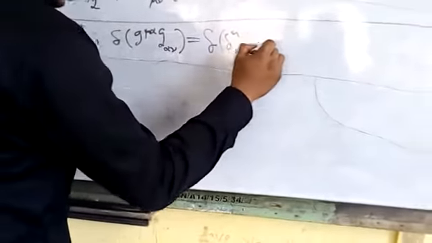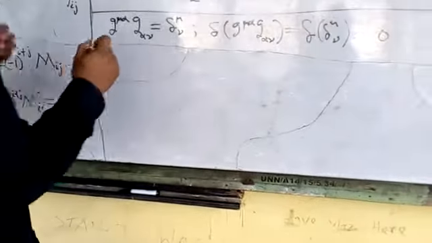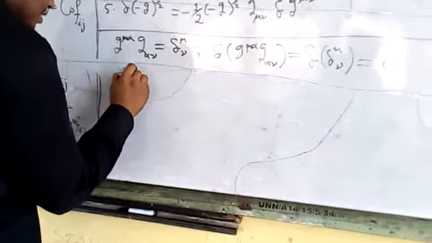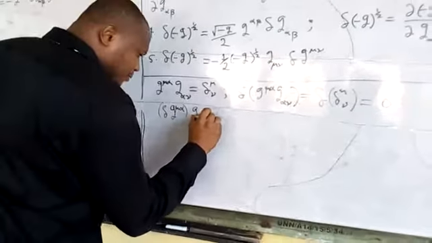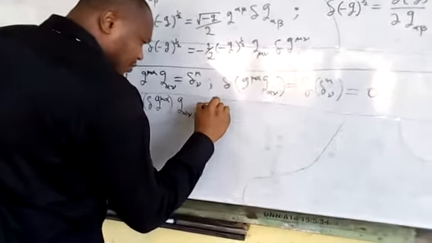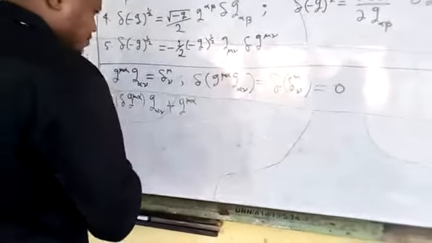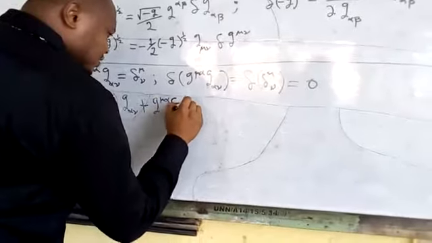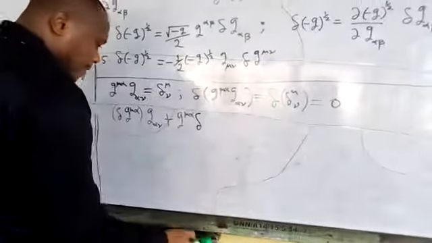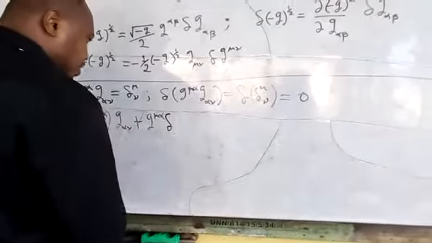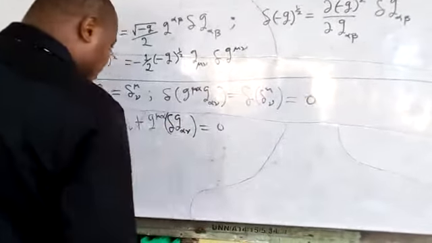Of course, this is some constant, so the variation of that is 0. And the usual thing by the Leibniz rule, you can say the variation of g_{mu alpha} times g^{alpha nu} plus g_{mu alpha} times the variation of g^{alpha nu}. Let me make this all symmetric, and the whole thing is 0.